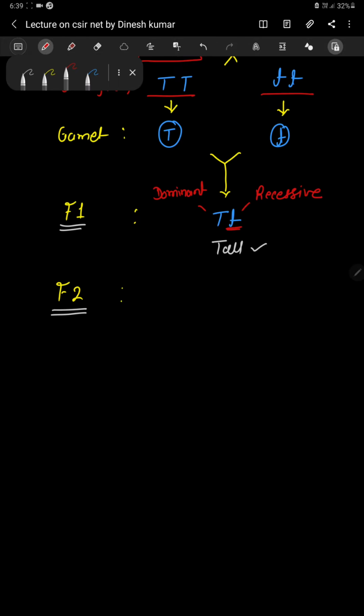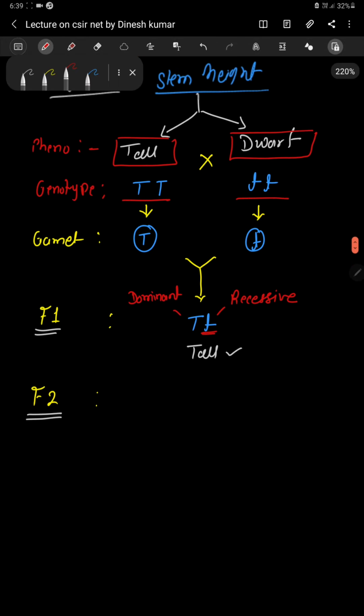So basically, how do we make a decision about any characteristic, which character is the dominant characteristic and which is the recessive characteristic? We make the dominant and recessive decision after looking at the F1 generation. Just note it somewhere. How can we determine the dominant and recessive characteristics?